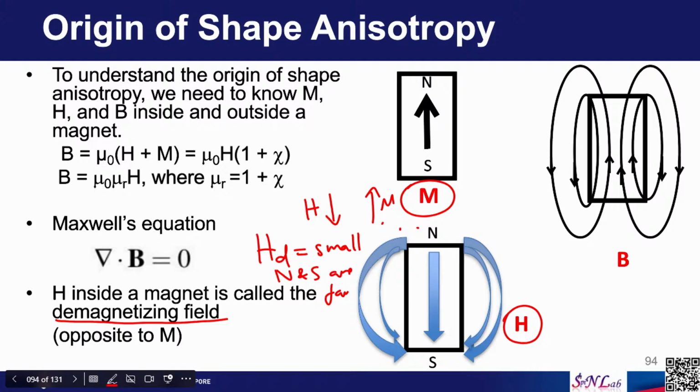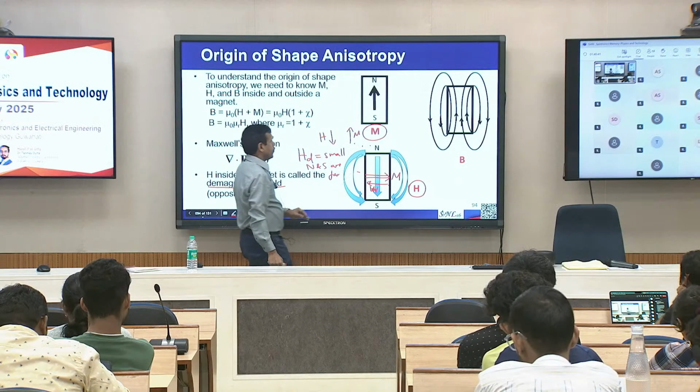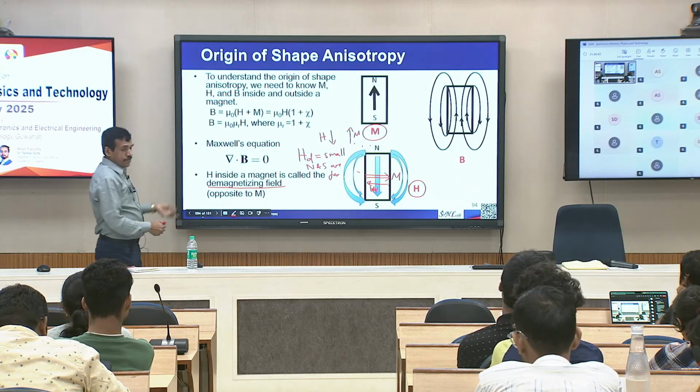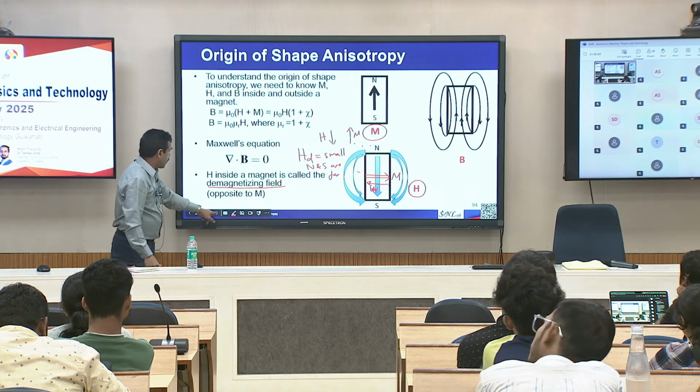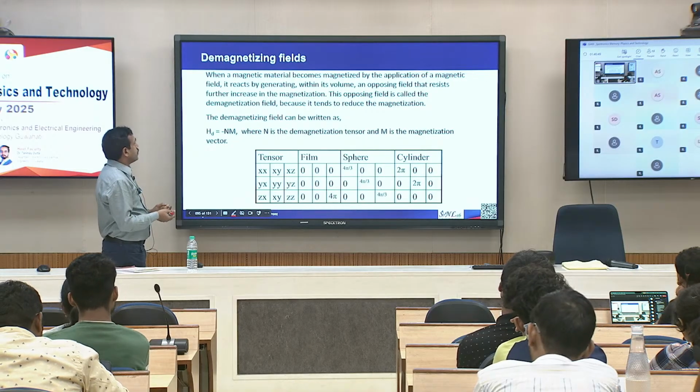Let us say I magnetize this magnet along this direction, then my demagnetizing field is along this direction. Now, north and south pole are nearer. So, this field will be stronger. Okay. So, it will not favor this direction. Okay. So, this is the origin for shape anisotropy. The demagnetizing field gets larger in certain direction.